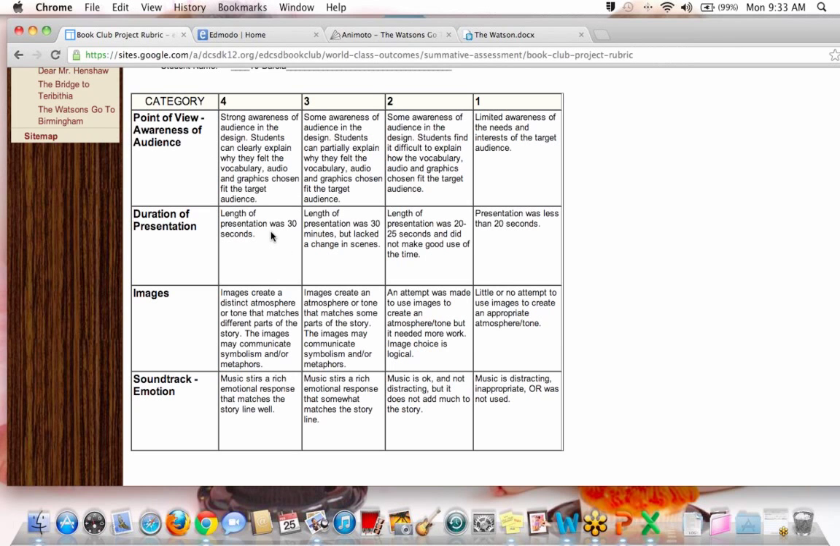The duration of your presentation. Did you use the full 30 seconds, and did you use them wisely in your presentation, or did you just have only like one picture? Okay. The images that you did choose, did they communicate any symbolism? And we talked a little bit about symbolism and how sometimes an image can represent more of an idea. So we'll see as we look at our presentations. And then, of course, the soundtrack. Did you choose music that really fit with the images and really fit with the story?